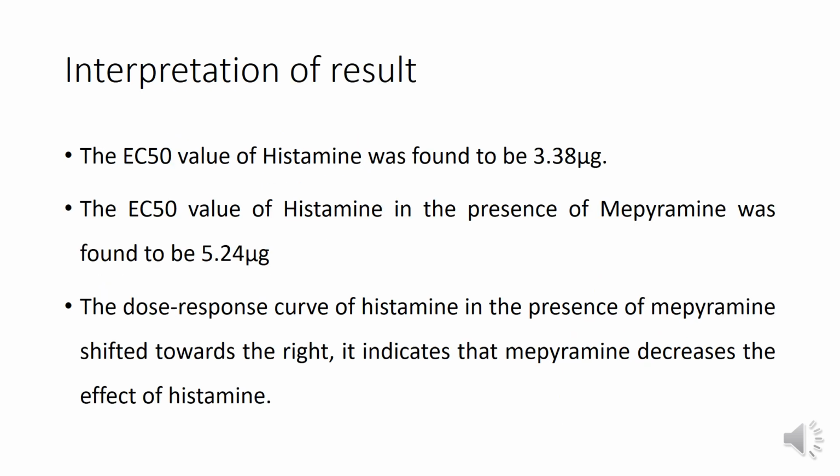Now we'll see the interpretation of the result. The EC50 value of histamine was found to be 3.38 microgram. The EC50 value of histamine in the presence of meperamine was found to be 5.24 microgram. And the dose response curve of histamine in the presence of meperamine shifted toward the right. It indicates that meperamine decreases the effect of histamine and meperamine is the antagonist to histamine. So this is all about the experiment.